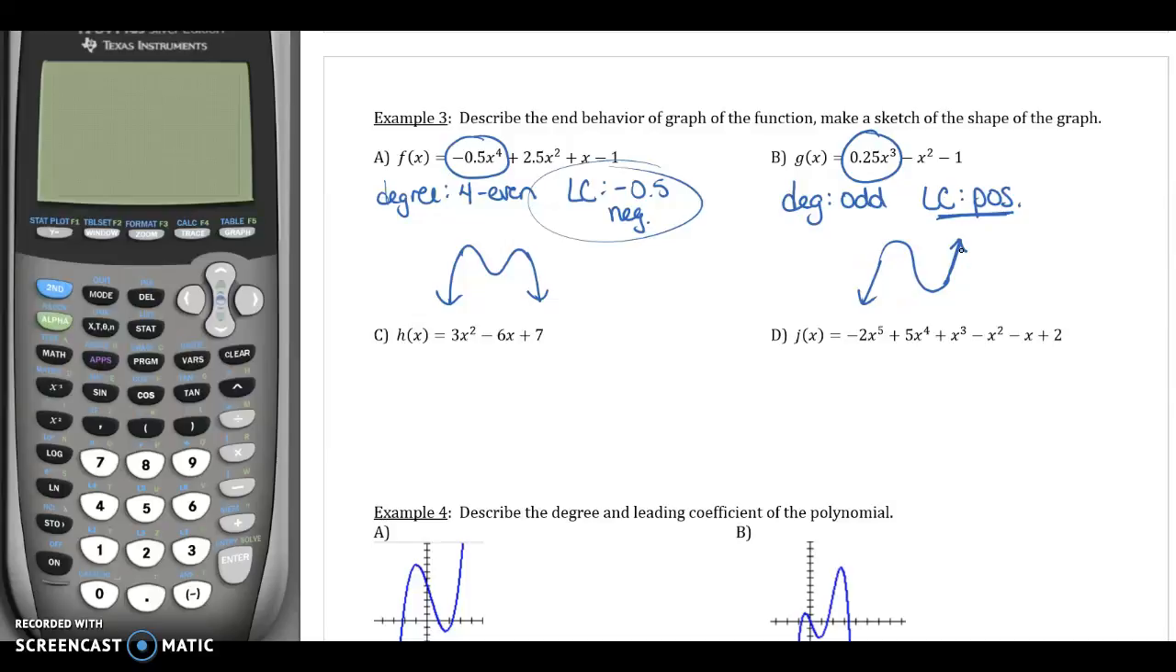If you want to just leave it as a down arrow and up arrow, that works. So you can write this either way. All right, try C and D on your own.